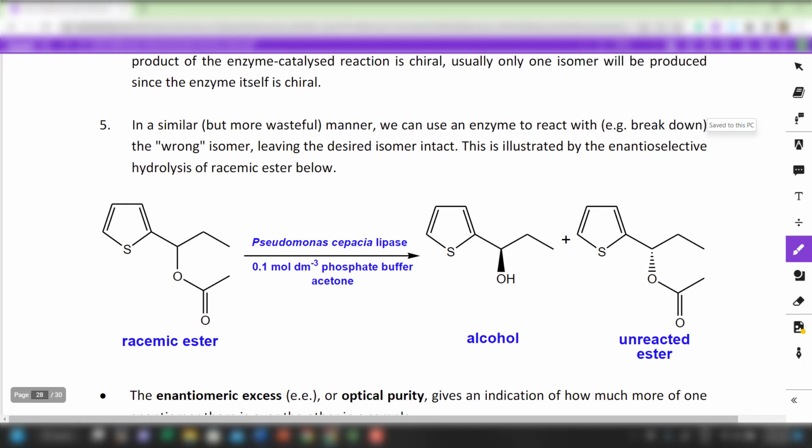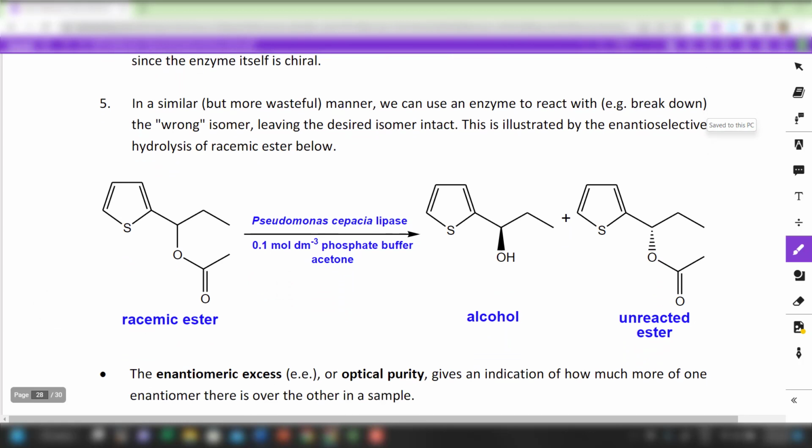Okay, and then in this case, let's say we have an ester that is a racemic mixture, we can use the enzyme to produce the hydrolysis product. Because in this case the enzyme reacts faster with one enantiomer rather than the other one. So the one that allows the enzyme to interact properly will be hydrolyzed to give you the alcohol, and the other one will remain unreacted.